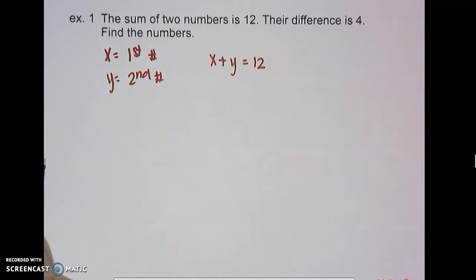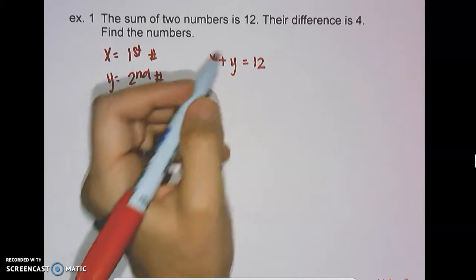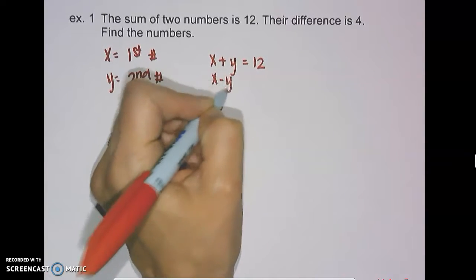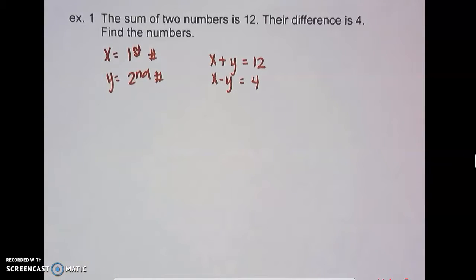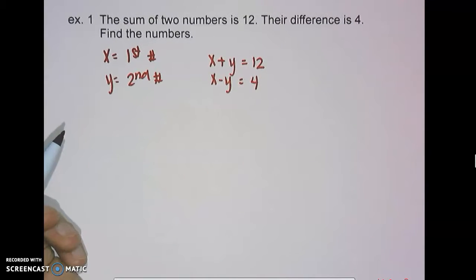Their difference, meaning the difference of the two numbers, x and y, is 4. So difference means subtraction. So we have x minus y equals 4, and there's our system. Okay? We need to now solve this to figure out what the answer is, what the two numbers are. So we're going to look here. What method would we use to solve this?